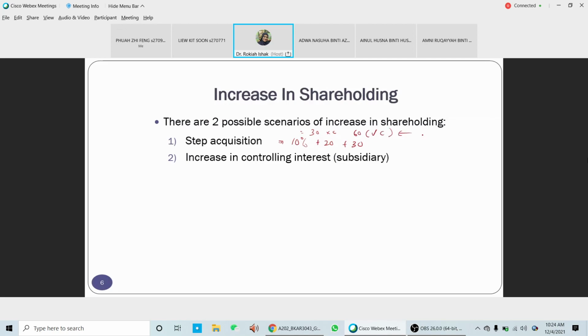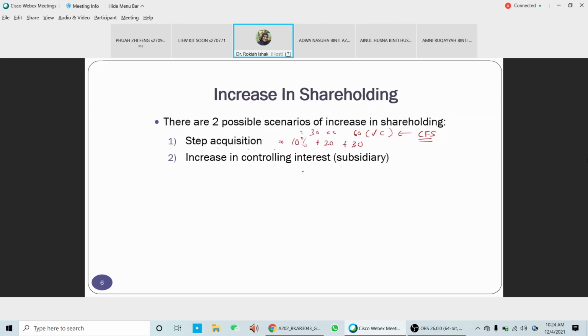Once you start having control, then you need to prepare consolidated financial statements. This one is called a step acquisition: start with no control, add some more shares until you have control.